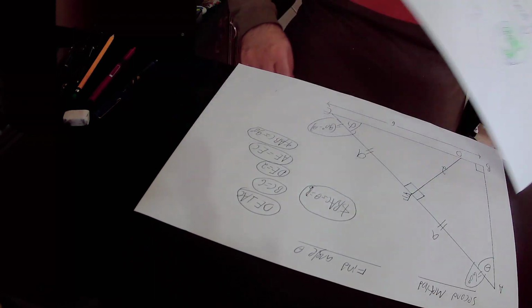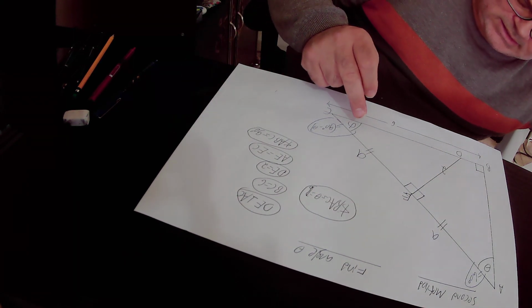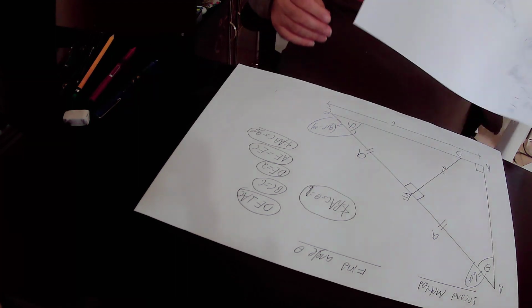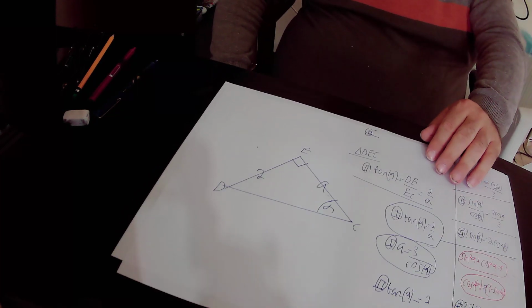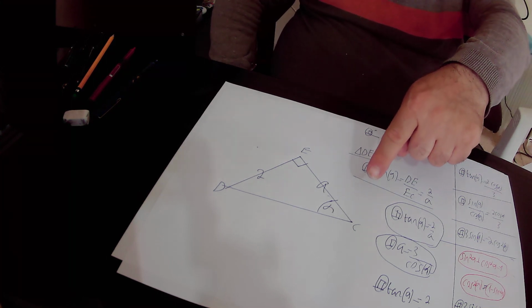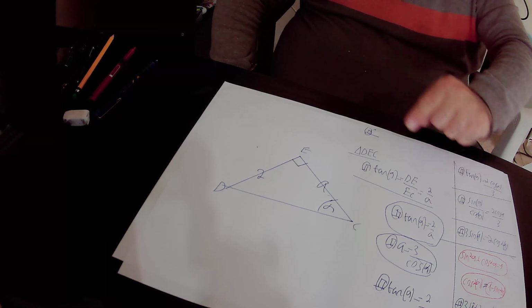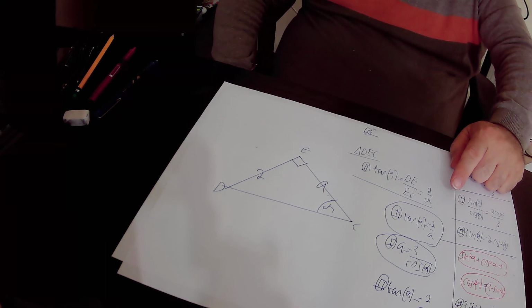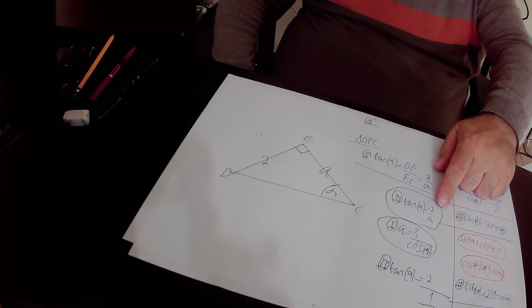Then we focus on the right triangle EDC. So I copied the right triangle EDC, and we analyze triangle EDC. This is the right triangle EDC that I copied from the original drawing. In this right triangle, we know that tangent alpha equals DE over EC. DE equals 2, EC equals a according to our definition. So in conclusion, according to equation number 2, tangent alpha equals 2 over a.